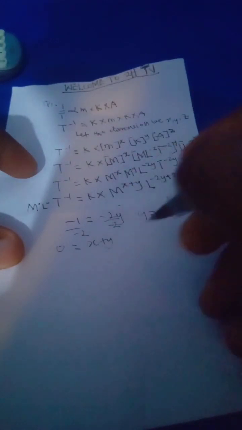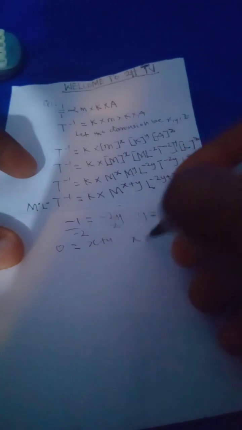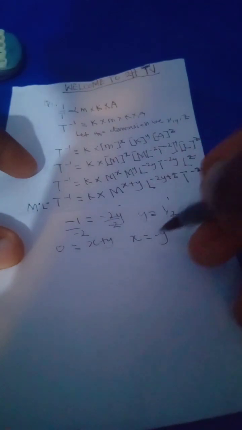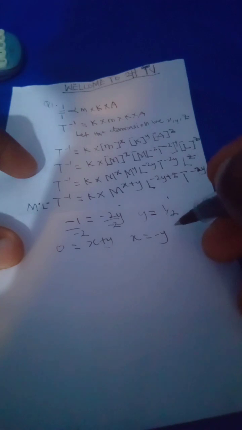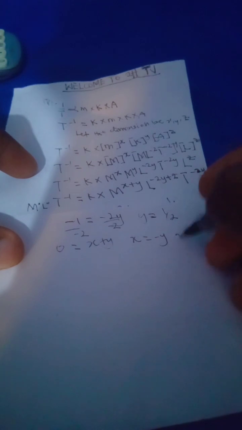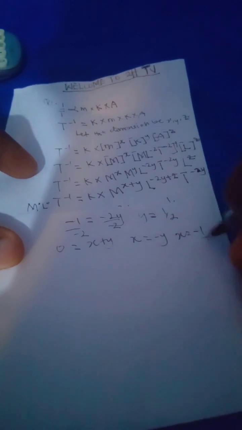Now let's compare the M exponents to find x. So 0 is equal to x plus y. So when you make x the subject here, you get x is equal to negative y. So negative y is simply half. We know that y is half, so the negative of the half is negative half. So our x value is equal to negative half.